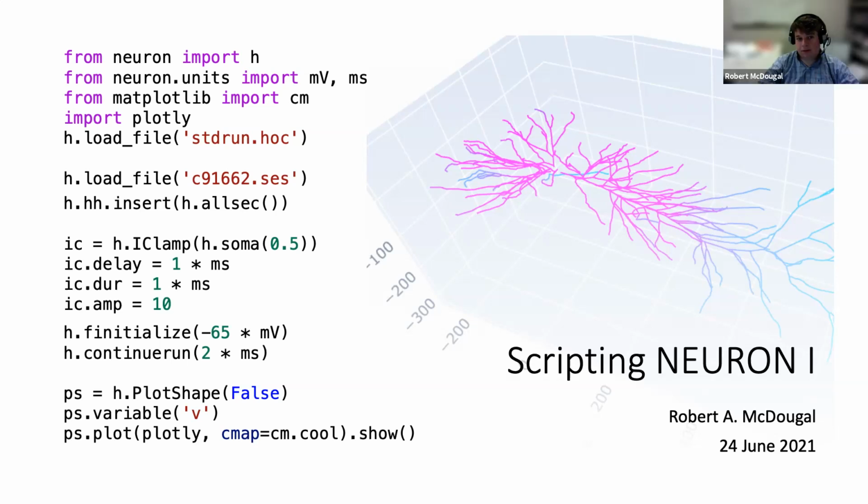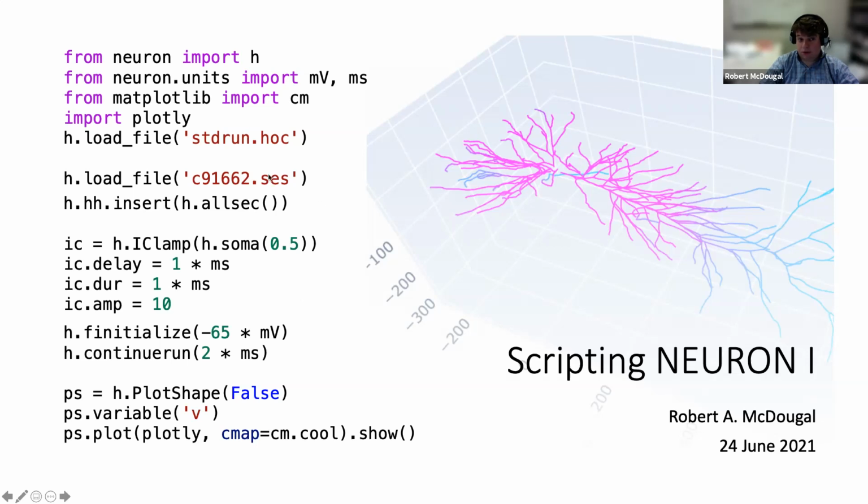So this one literally is the C91662.ses from Morse et al. 2010. It's a ModelDB entry, 87284. We can share that link on the Slack in a little bit. But really, that's it.